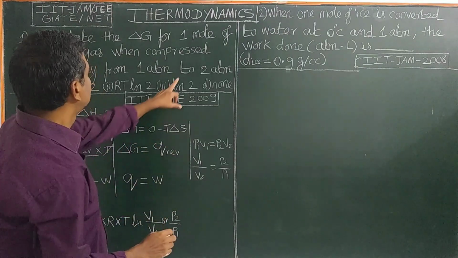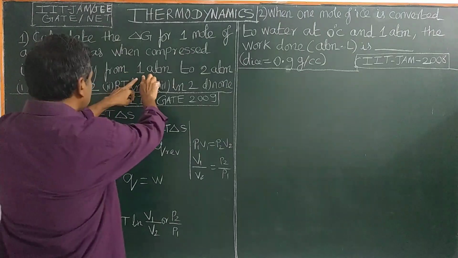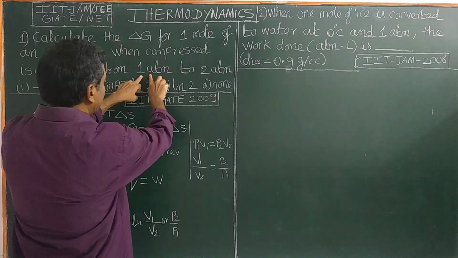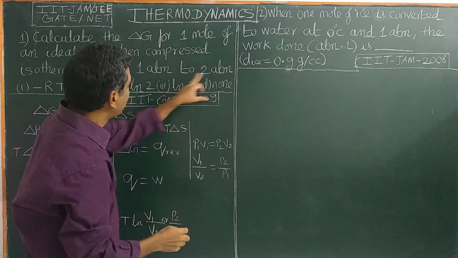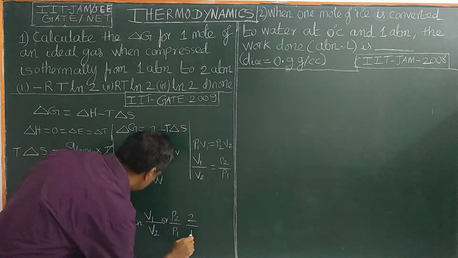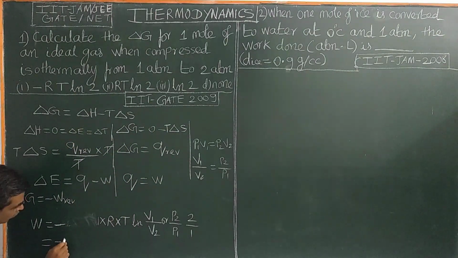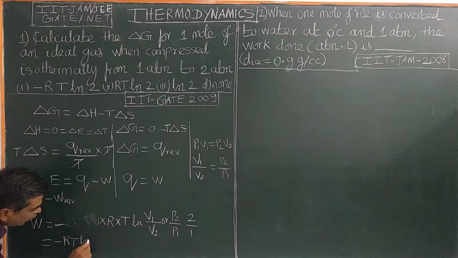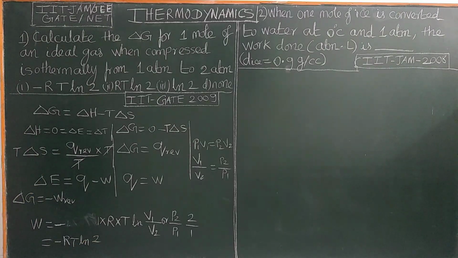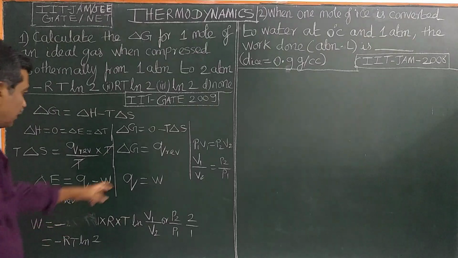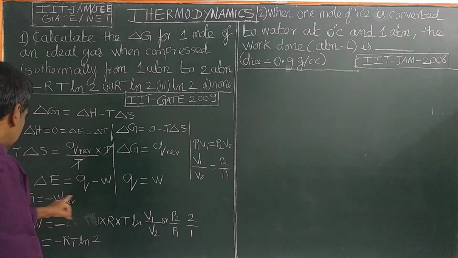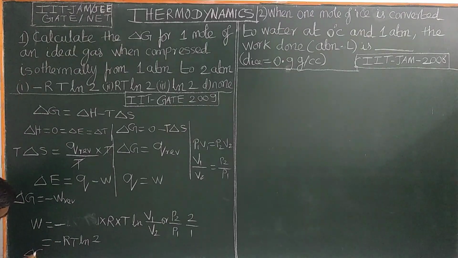Here, P1 is the initial pressure, P1 equal to 1 atmosphere, and P2 is 2 atmosphere, the final pressure. Therefore, 2 by 1. Therefore, W will be minus RT ln2, and here delta G equal to minus W, therefore you substitute W in this, therefore delta G is plus RT ln2. So this is the answer.